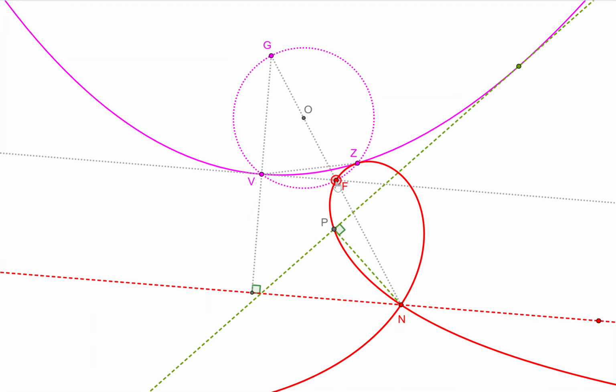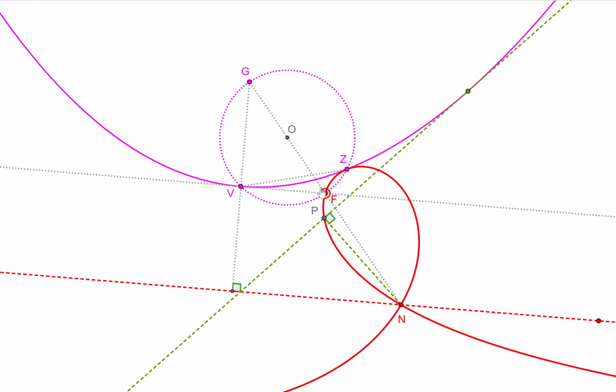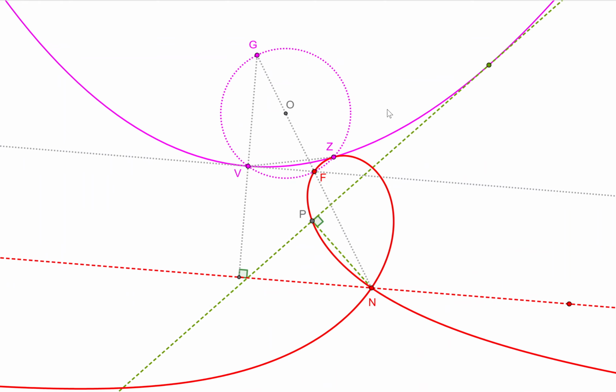The way to get different radii is by changing the distance between F and N. Then you get different radii because the diameter of the circle is basically FG.